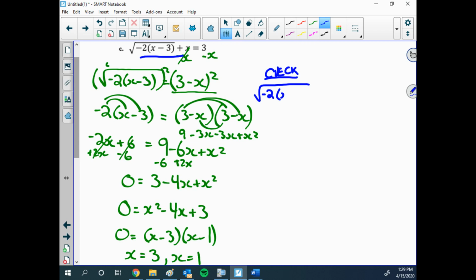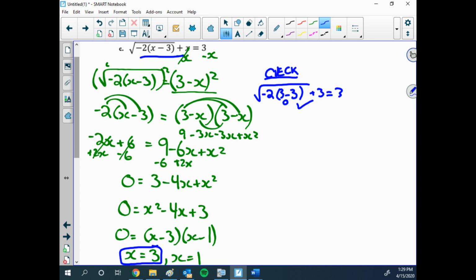So if I'm going to check this, I'm going to take the square root of negative 2 times x, which I'm saying is 3, minus 3, plus 3 needs to equal 3. Well, this is 0. So what's the square root of 0? 0. So does 3 equal 3? Yeah.